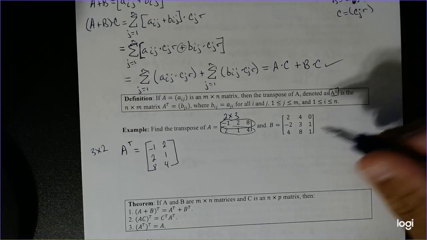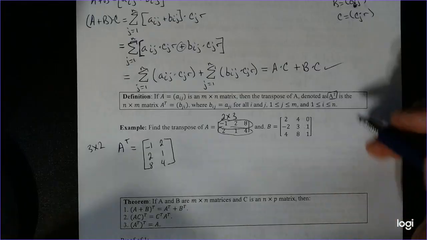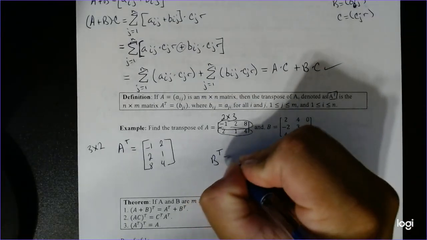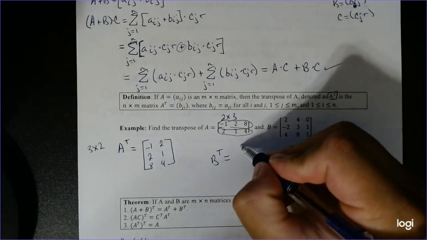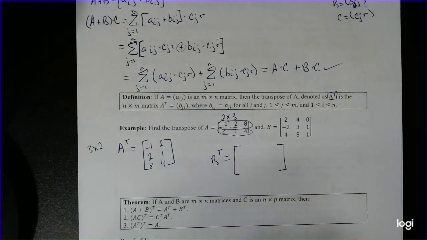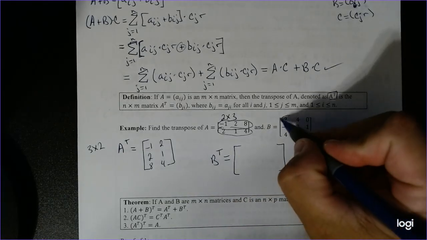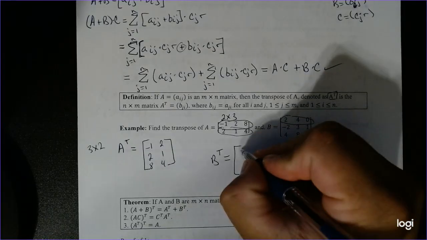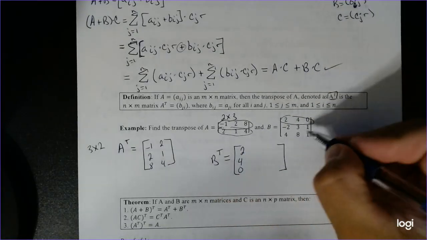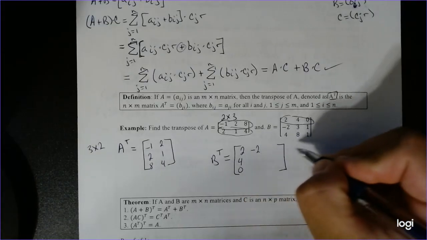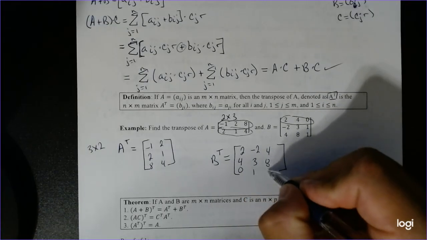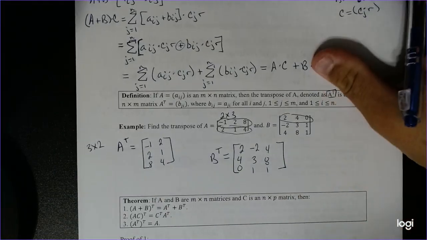Okay. So now let's try B here. What if we have a 3 by 3? Well, we still get a 3 by 3. But again, we're going to follow the same template. So the first row becomes the first column. This one becomes the second column. And then finally the third. And there we go. That's how we do transposes of matrices.